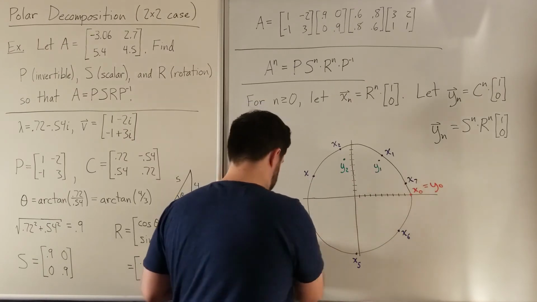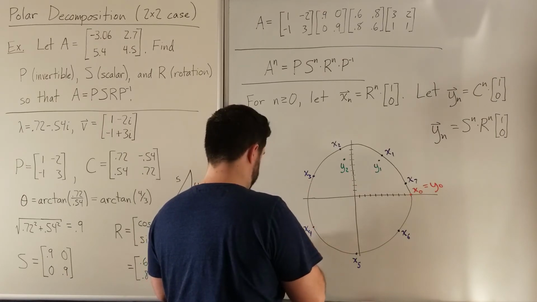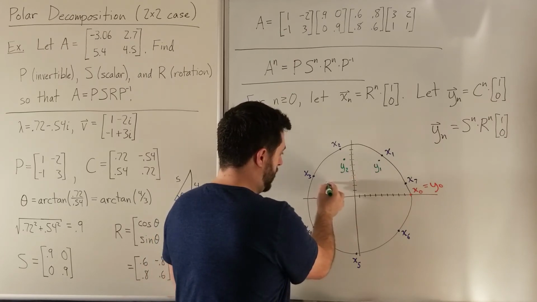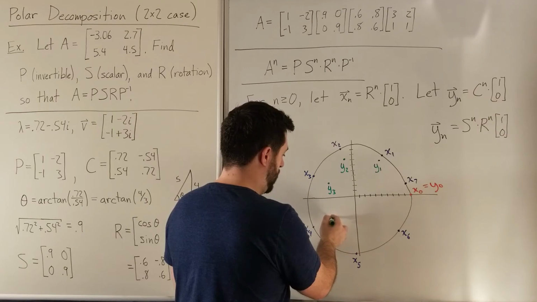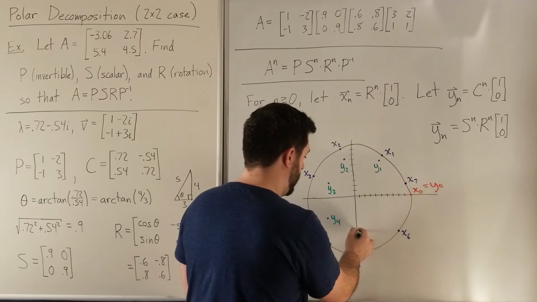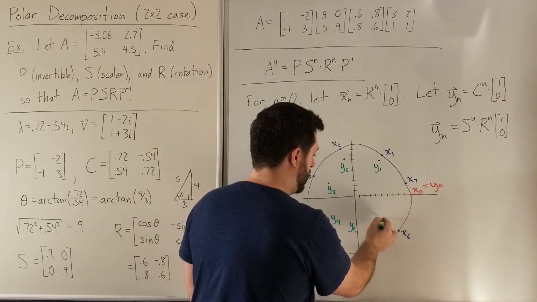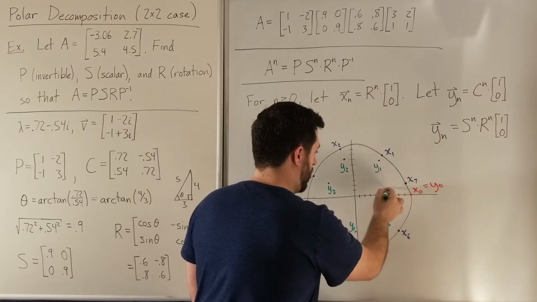Y3 is going to, these are mislabeled. Just fix that real quick. X3 and X4. Okay, so y3 is going to be over here, rotated and then scaled back a little bit. Okay, y4 is going to come over here. Y5. Y6. And y7.